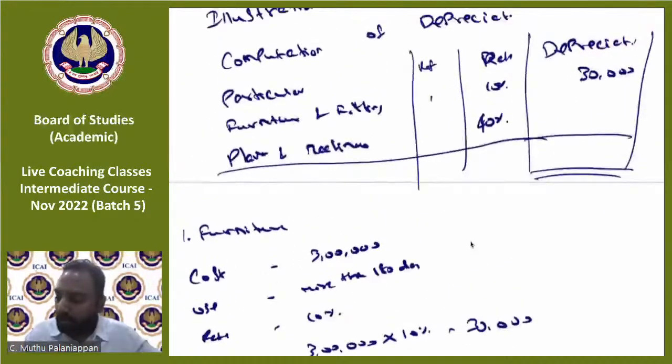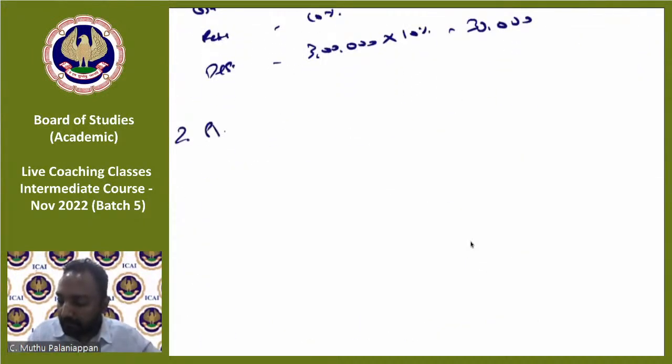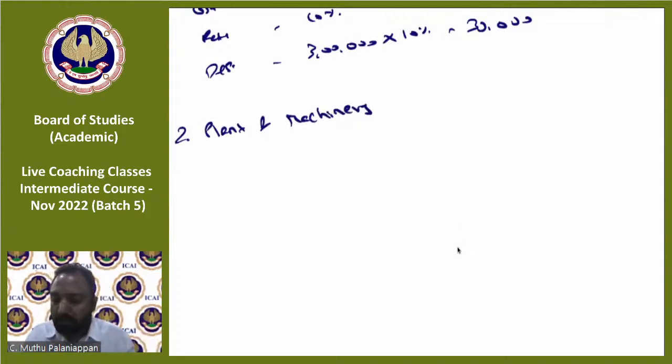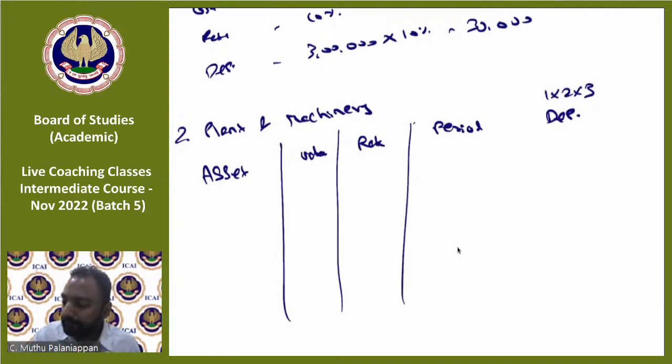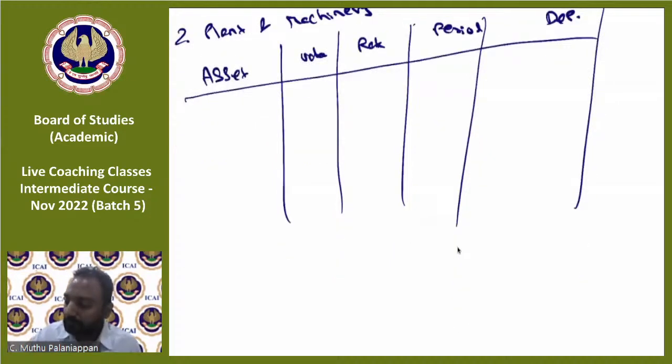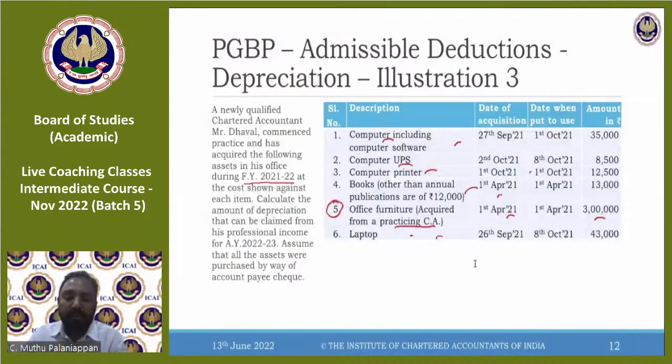Next thing, we'll write 2 here. 2 is for computers. That is plant and machinery. You have several assets. So for several assets, you calculate the asset, the rate, and we'll put the period so as to understand whether it is 50% or the full percentage, and then the depreciation amount. Amount should also be calculated, right? So it will be 1 into 2 into 3. That will be the depreciation. So what is the first asset? Computer, including computer software. The computer software, whatever you discussed, is put to use on 1st October 2021. So it is more than 180 days.